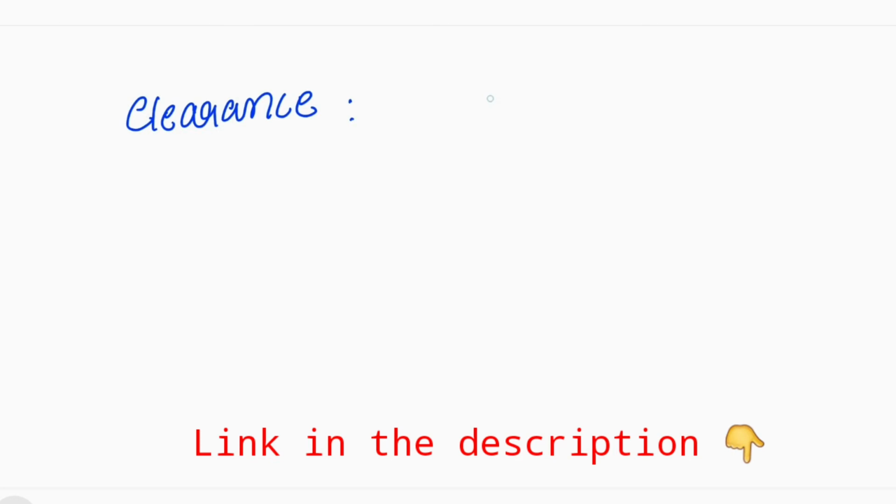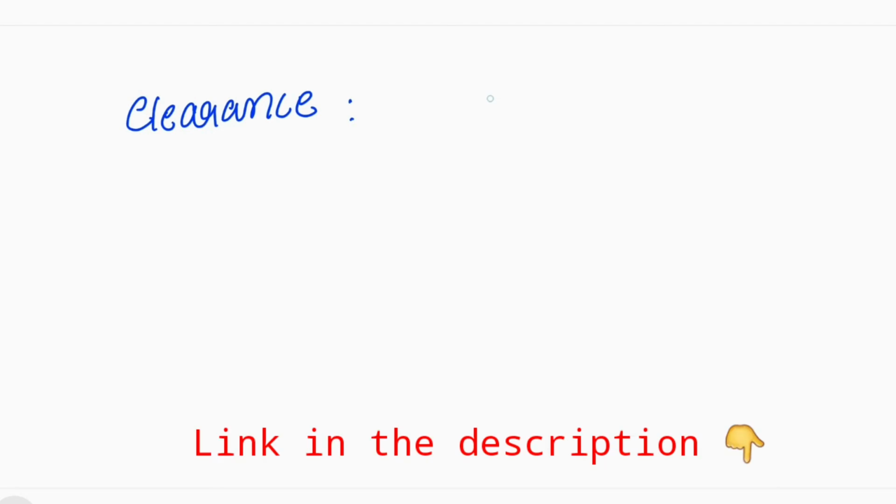The last parameter I'd like to talk about is clearance. I have already discussed the definition of clearance in my last tutorial on pharmacokinetics of elimination. However, let's review briefly here. So, what is clearance? Clearance tells us how much plasma in milliliters is cleared of the drug per unit time, the unit of which is milliliters per minute.